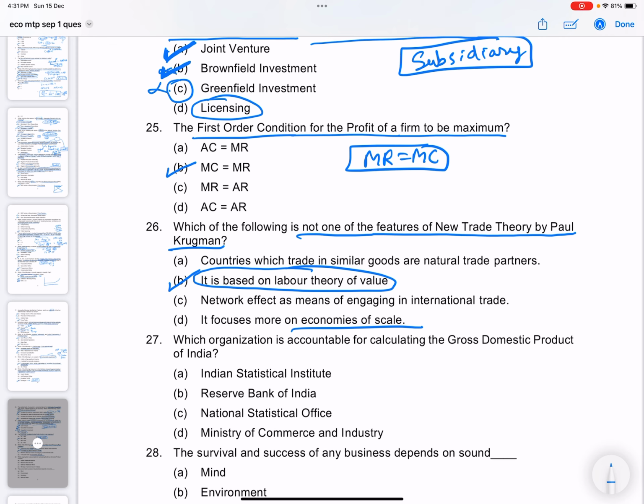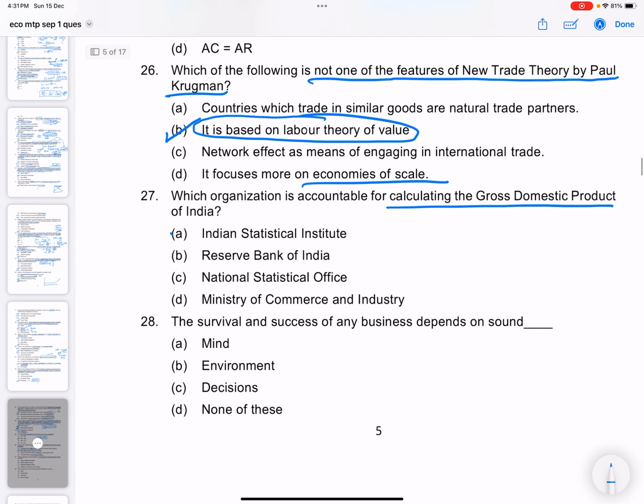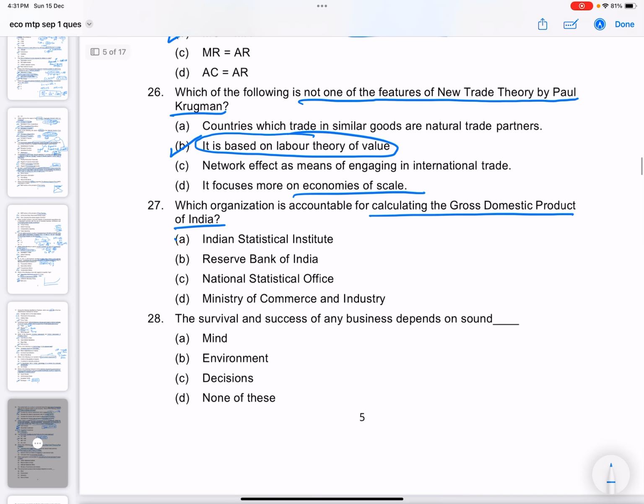Okay, now which organization is accountable for calculating the gross domestic product of India? Indian Statistical Institute doesn't do this. It's a proper university for master students, so they don't do it. RBI doesn't do it. Ministry of Commerce and Industry. So we have a lot of ministries. Then it can be the case that other ministries are doing it. Why have they mentioned this only? So it is National Statistical Office.